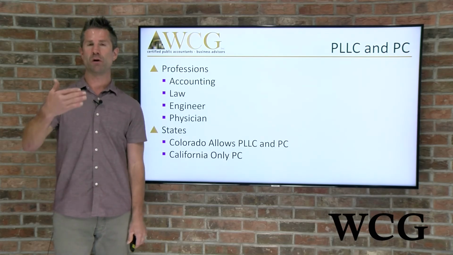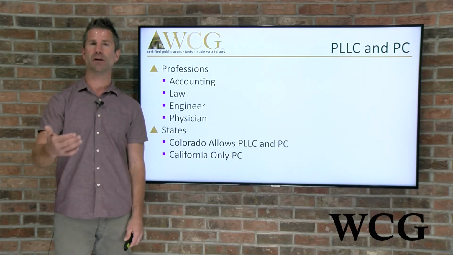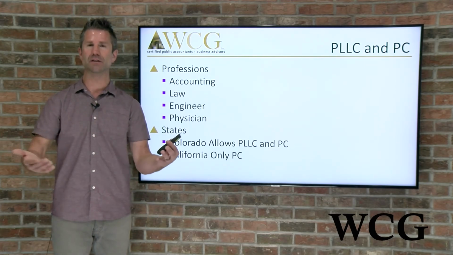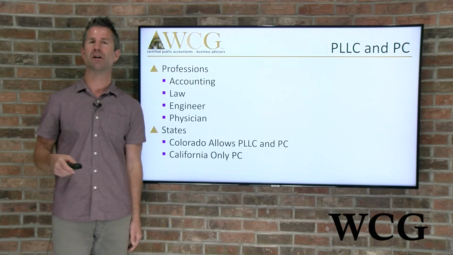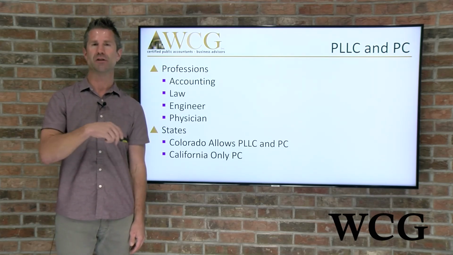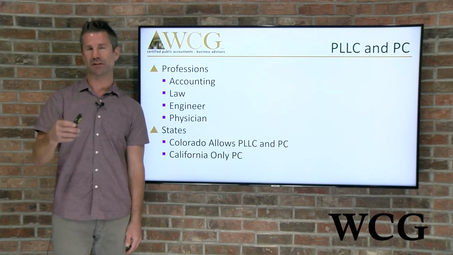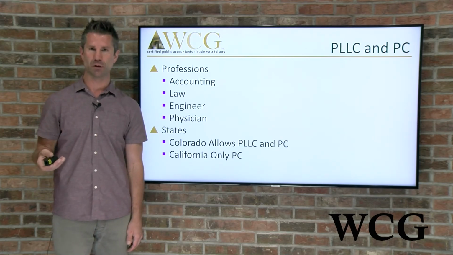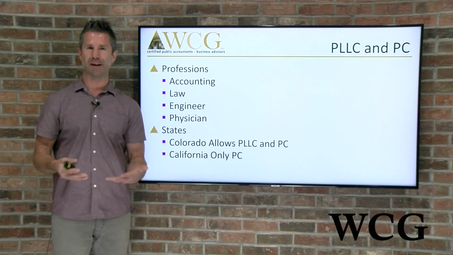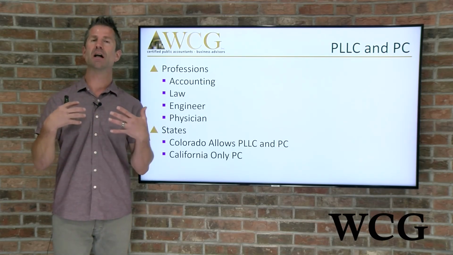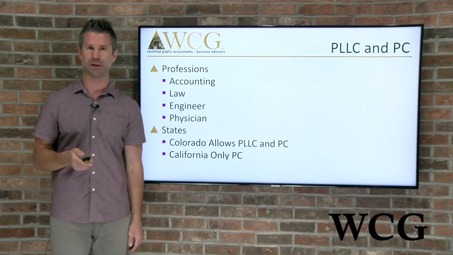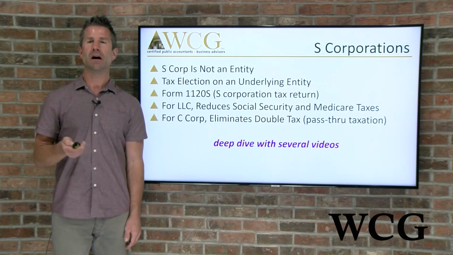So if you're going to be an accountant or a lawyer or a physician in California and you want to practice under that banner of your business, you cannot be an LLC. You must be a C corporation, and even more specifically, you must be a professional corporation. So just be aware that certain professions in certain states don't allow you to be an LLC, and therefore you're going to have to be a corporation anyway.